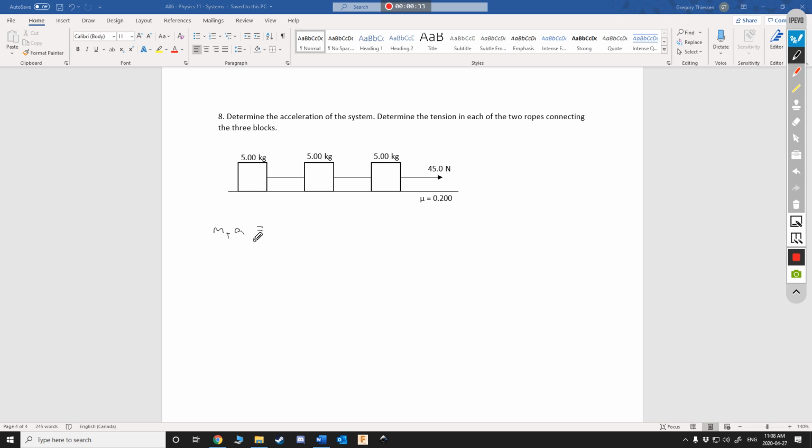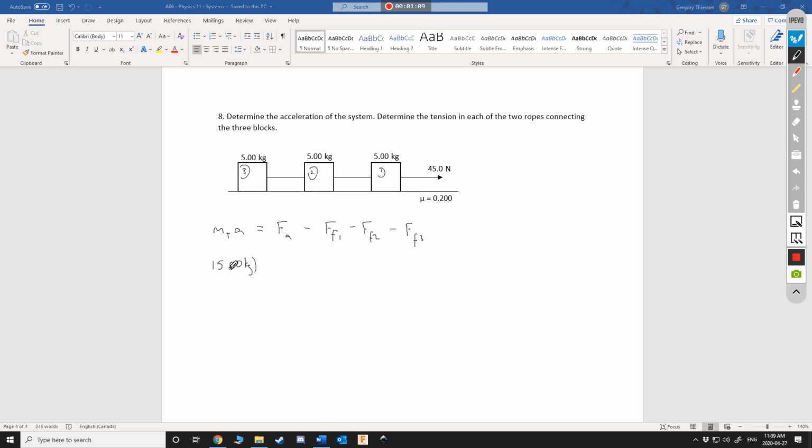We don't know what it is. And it's being pulled forward with 45 newtons. But this time it's being opposed by friction. So again, we can think of it as each individual one, or we can do them all separately. So we could do minus force of friction 1, minus force of friction 2, minus force of friction 3. So you could do them all separately, or we can combine them together. We'll get the same answer.